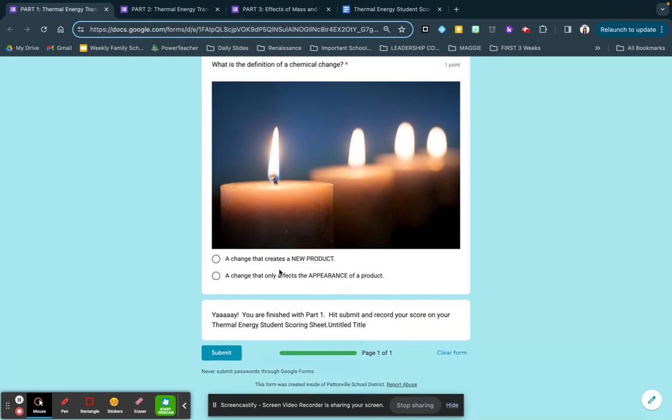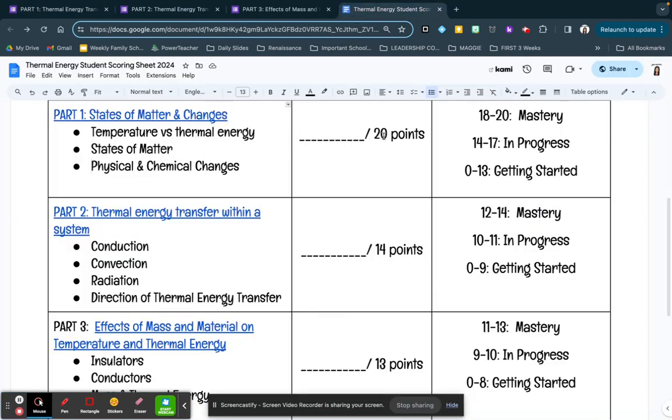Yay, you're finished with part 1. So when you hit submit, it's going to give you your score. That's when you're going to go back and record it right here for part 1. So how many points did you get out of 20? And then that will determine if you are mastery, in progress, or getting started. So you fill out your points here and you can circle mastery, in progress, or getting started. And then click on part 2.